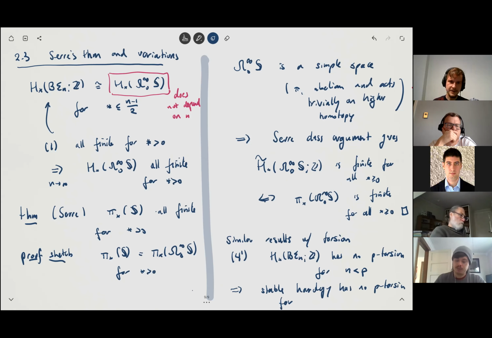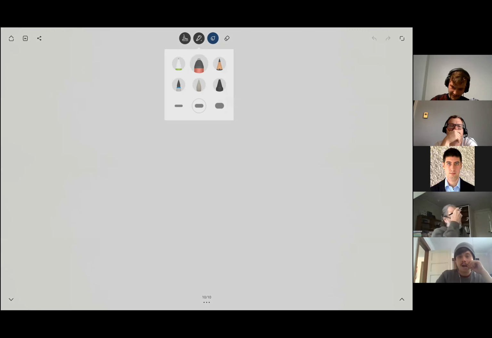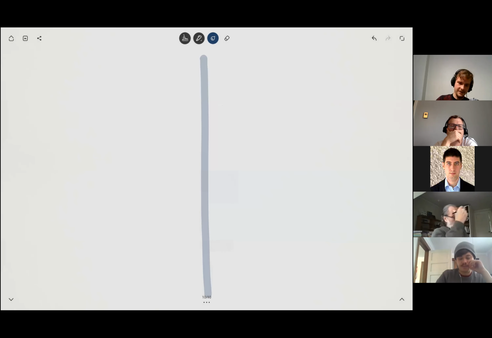And let's see, we should be in this degree, I think. And now we can again do a Serre class argument. Instead of using the Serre class of finite abelian groups, use the Serre class of abelian groups that have only l-torsion for l not equal to p, to conclude that the stable homotopy groups of spheres don't have any p-torsion in the range.